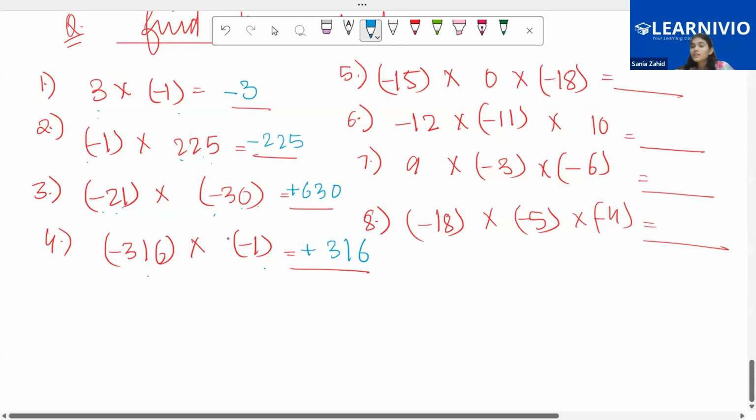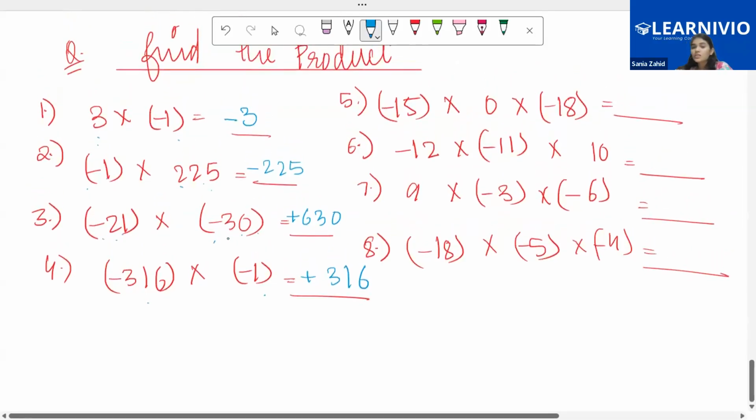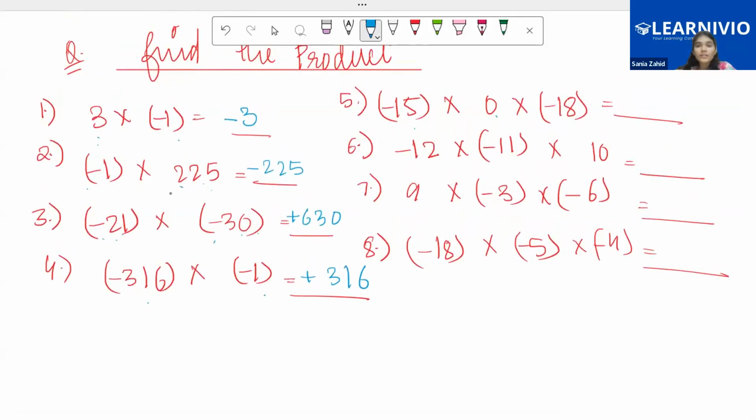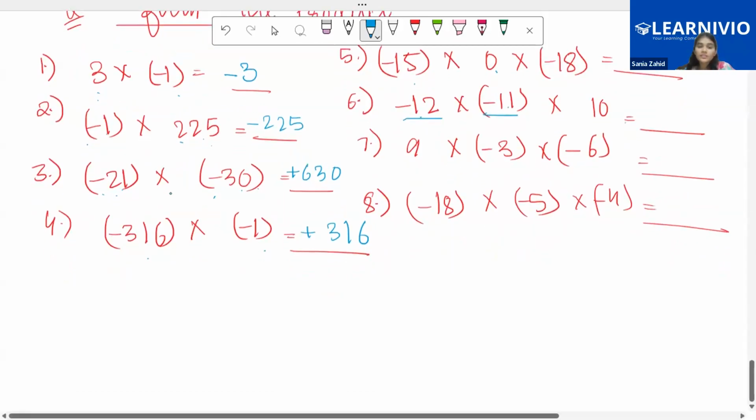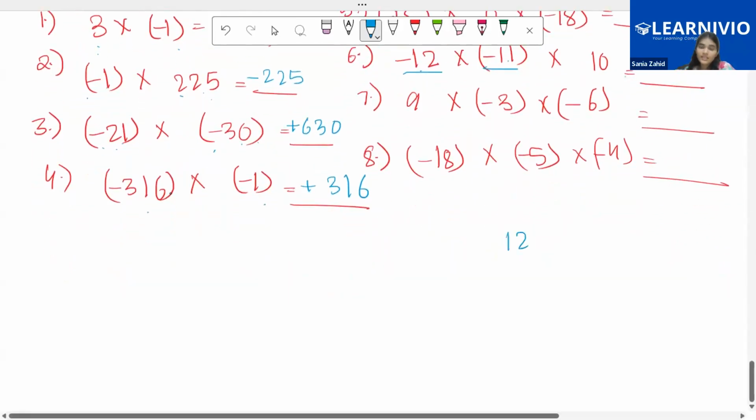Okay. We started discussing also. First 4 answers we've discussed. Come to the 5th one now. Minus 15 into 0 into minus 18. What does it give you? 0. It gives you 0 only, because any number multiplied with 0 gives you 0. Next is minus 12 into minus 11 into 12. Let's calculate. 12 into 11. What does it give you?